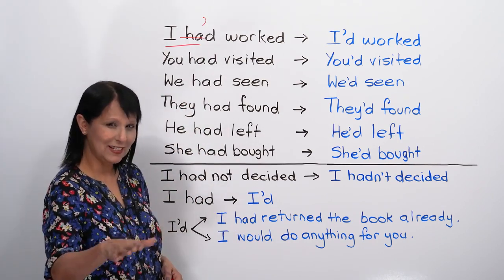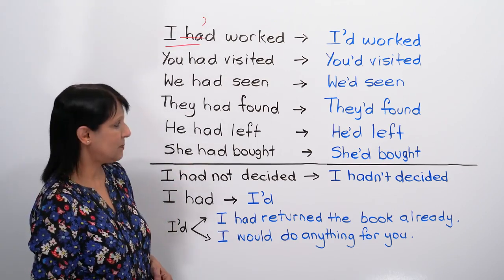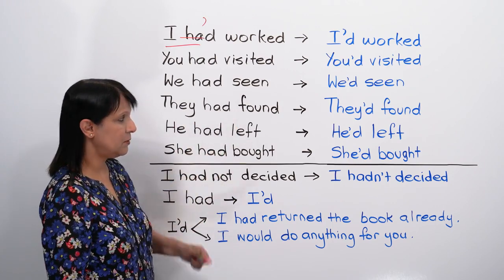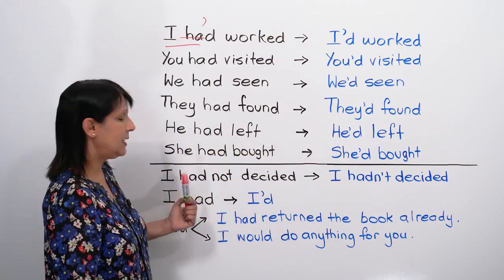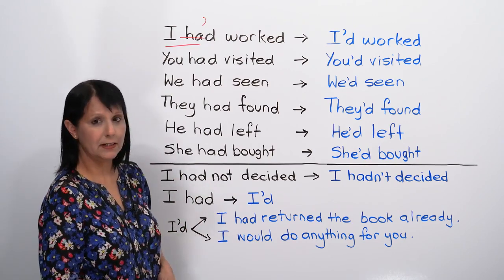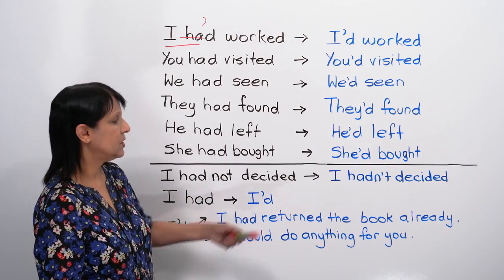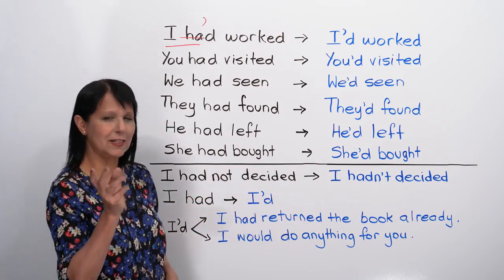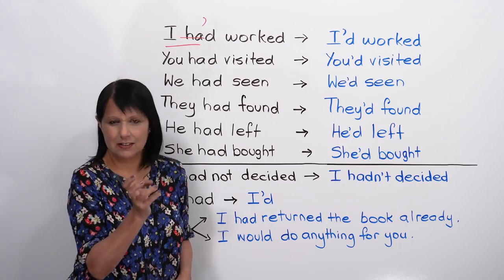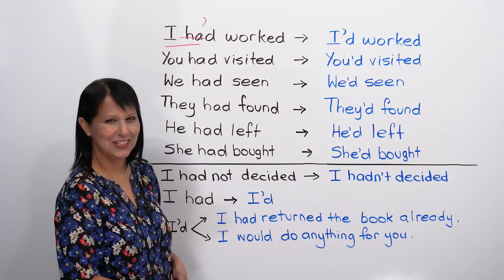Don't worry, we'll go over them again for the pronunciation. First, just pay attention to the spelling. They had found, they'd found. He had left, he'd left. She had bought, she'd bought. Okay? We don't usually contract the it had. We don't say that it'd. You know, it just sounds really weird. So we don't usually use that.